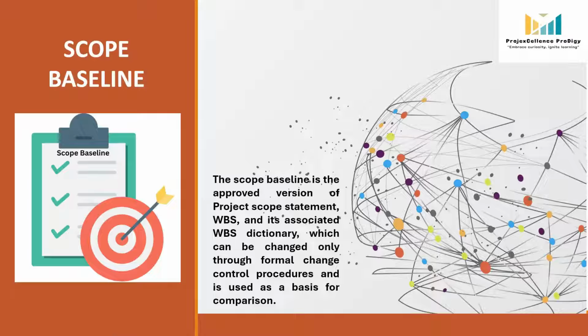If we talk about the purpose of the scope baseline, it gives the reference for change control. This means any changes to the scope must go through formal change control and be compared against the baseline to determine their impact. It helps track and monitor project progress to ensure the project stays on track. It sets a clear expectation for what needs to be delivered.